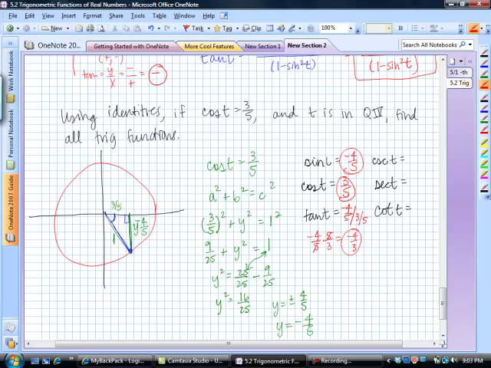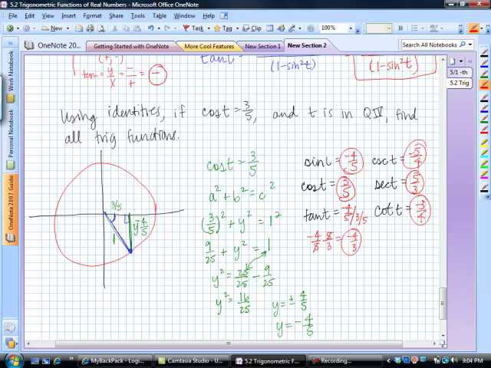Okay, and remember, cosecant is the reciprocal of sine, so that's going to be negative 5/4. Secant is the reciprocal of cosine, which is 5/3. And cotangent is the reciprocal of tangent, which is negative 3/4. And those are our 6 trig functions.